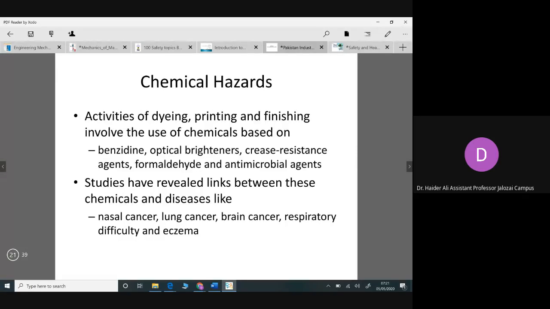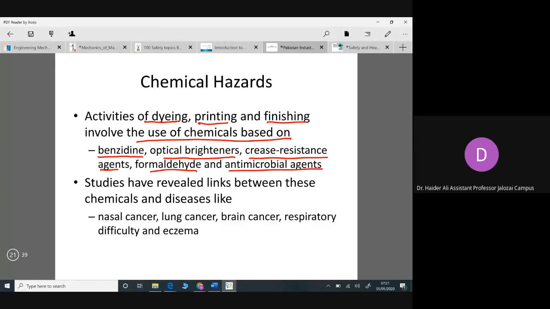What are the chemical hazards that are associated with the textile industry? Activities of dyeing, printing, finishing involve the use of chemicals based on benzene, dyes, optical brighteners, crease resistance agents, formaldehyde, and antimicrobial agents. Now, there are different studies which have revealed that these chemicals are linked to different diseases like nasal cancer, lung cancer, brain cancer, respiratory difficulty, and eczema. So you can see that it's a serious issue.